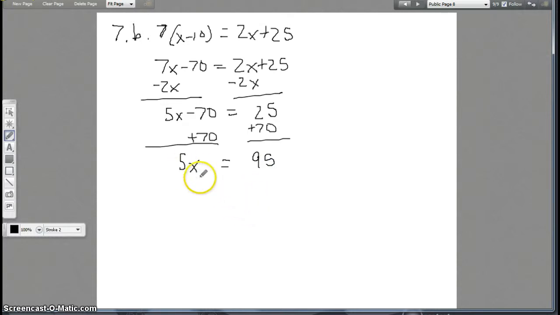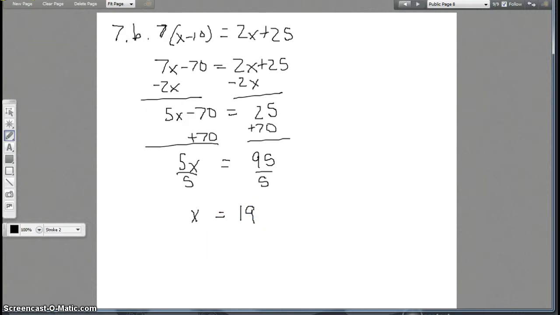Now what I have here is 5 multiplied by x, but I want to know what just x is. So to undo multiplying by 5, I need to divide by 5. So I'm going to divide both sides by 5. And when I divide both sides by 5, I get x is equal to 19.